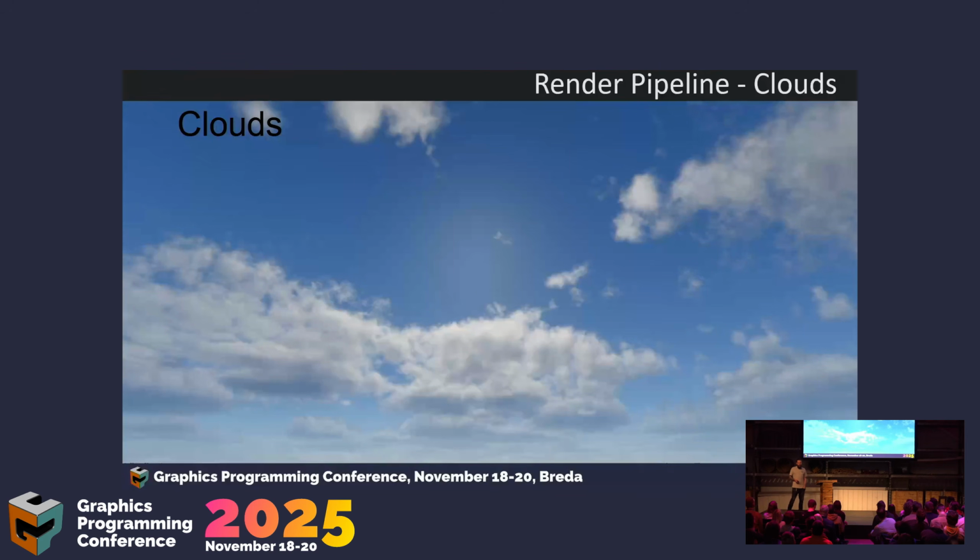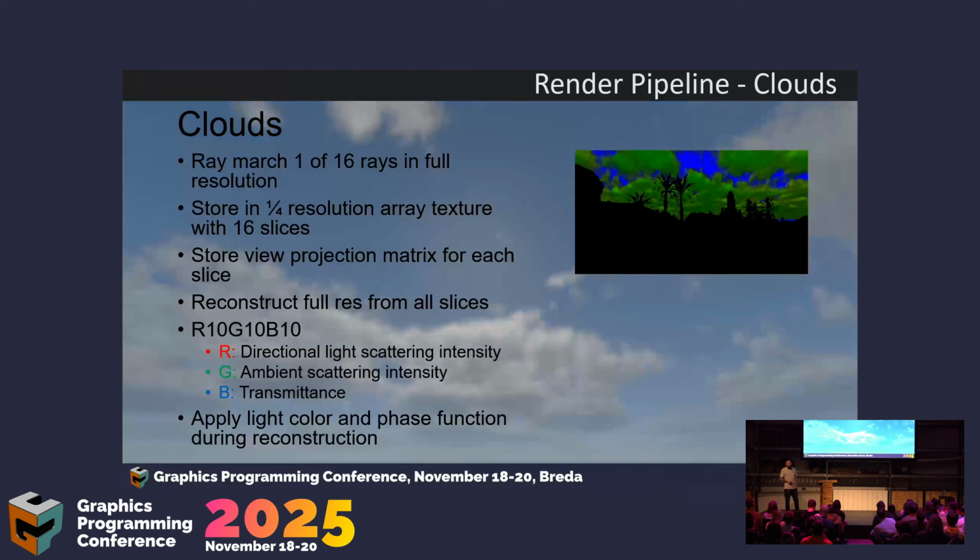Okay, so let's continue with the clouds. We ray march one of 16 rays in a full resolution pixel block per frame. And the result is stored in a quarter resolution array texture with 16 slices. We also store the view projection matrix of each slice for later reconstruction.